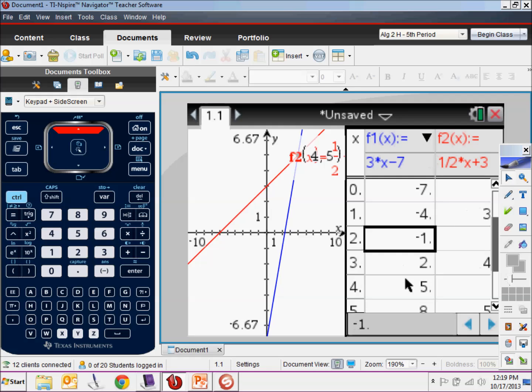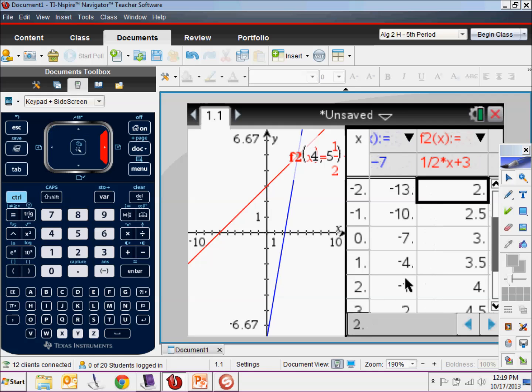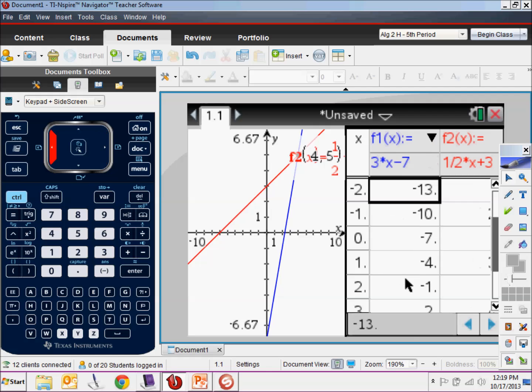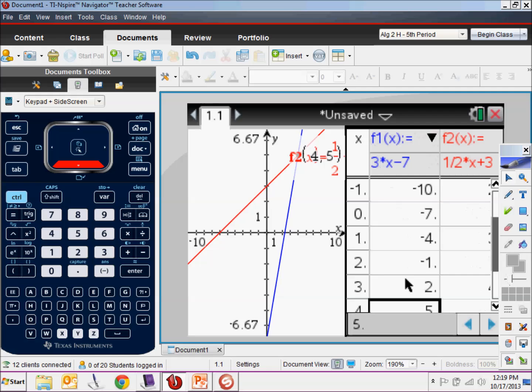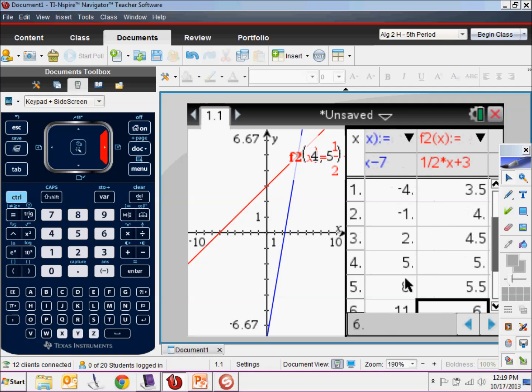Well, if I'm less than 4, what happens? If I'm less than 4, I get smaller. But if I'm greater than 4, what starts happening? You get bigger. I'm getting bigger than the red value. How do you pull up a table? Control T.